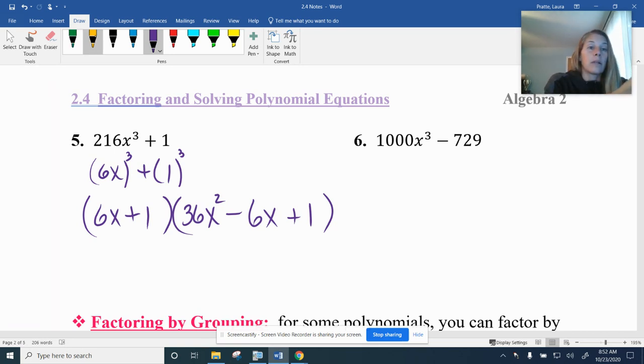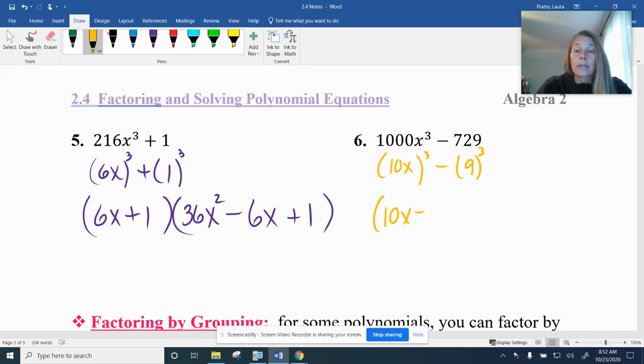Okay, so let's do another one here. This one, the root is 10x, and the root for 729, the cubic root there is 9. So we have 10x minus 9, and then in our trinomial, we're going to have 100x squared plus 90x plus 81.